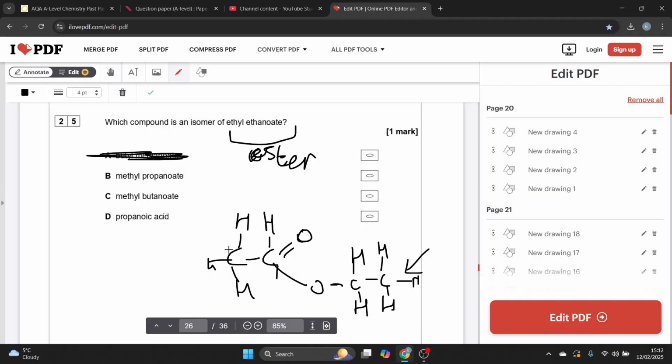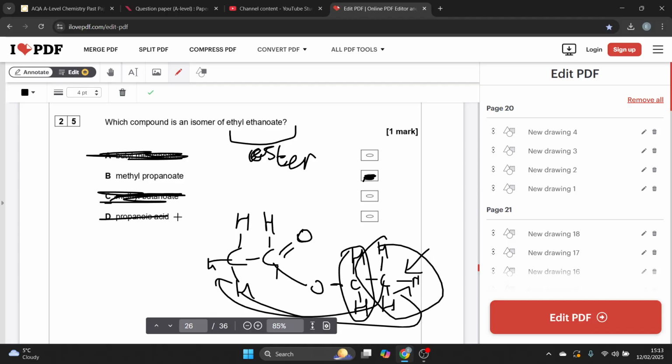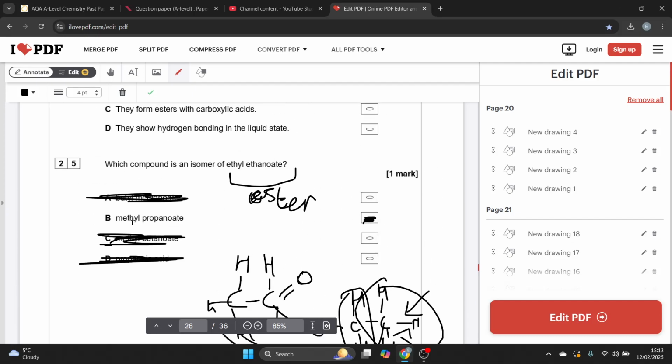Methyl propanoate. Yes, I can have a methyl group here and this goes here. I just need one CH3, and then I have methane, ethane, propane, propanoate. Let's look at the other option. Methyl butanoate: methyl, and then butanoate. No, I definitely can't go butanoate. And propanoic acid: no, I've got an extra carbon. So methyl propanoate is the answer.